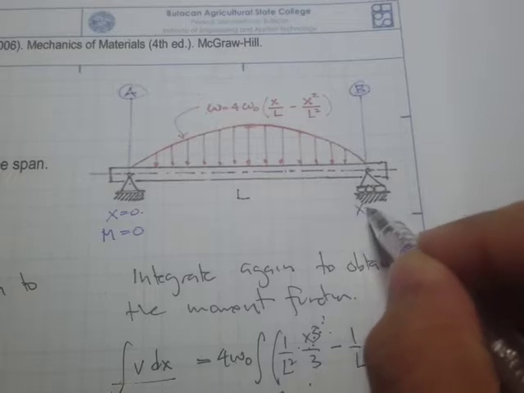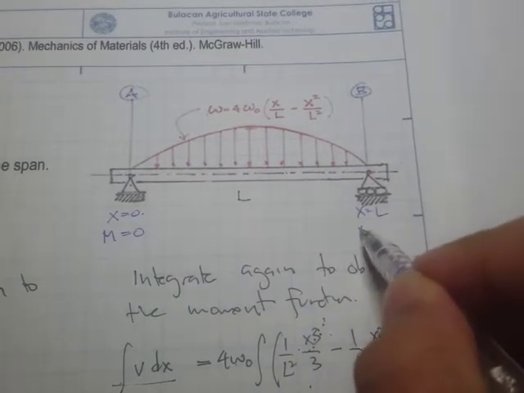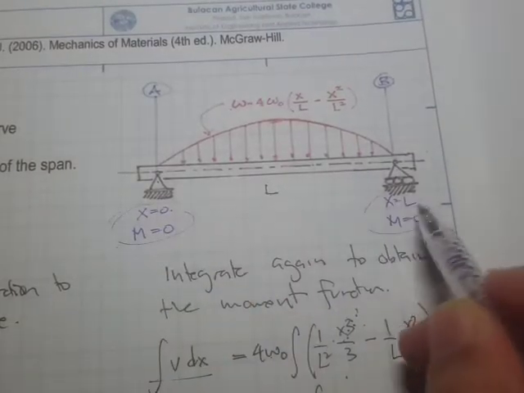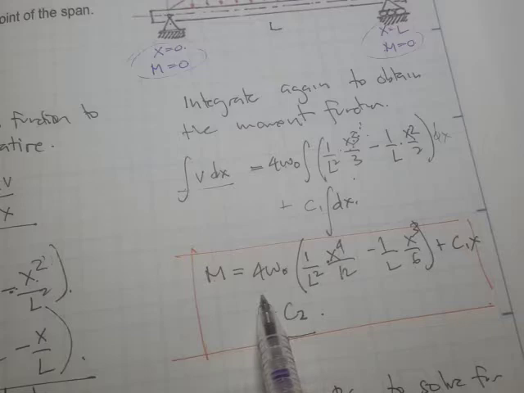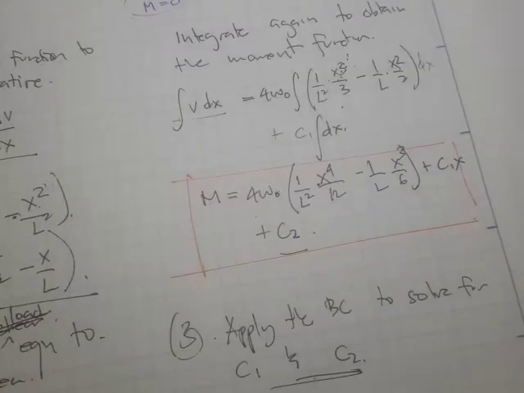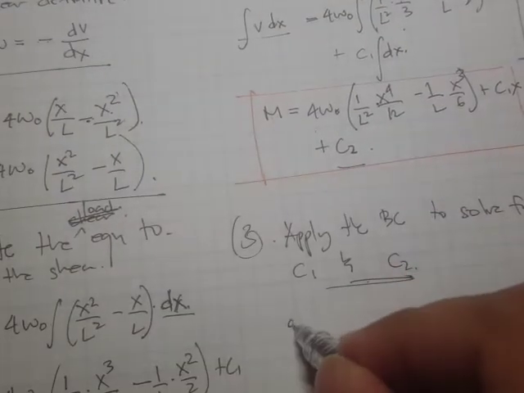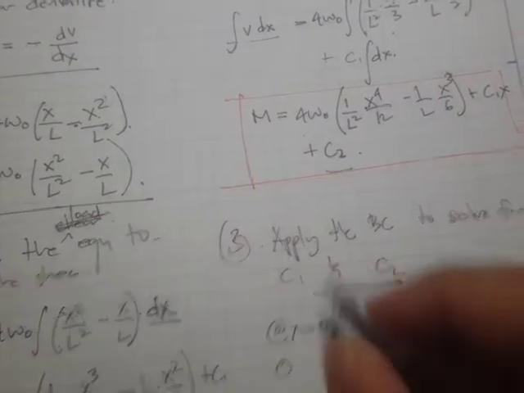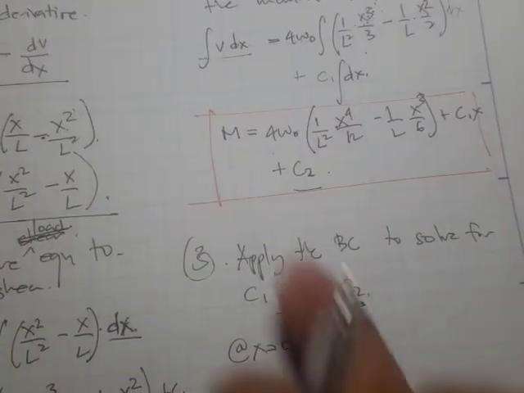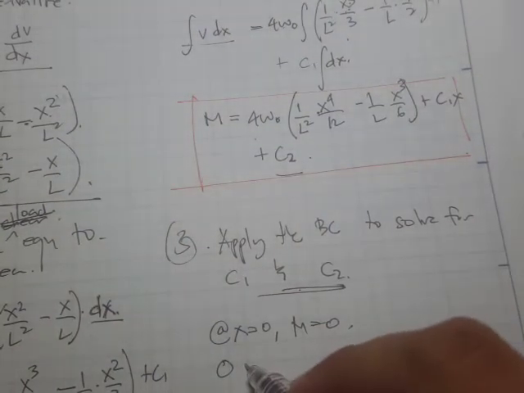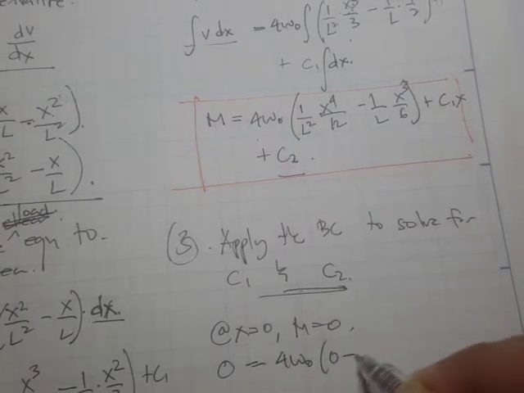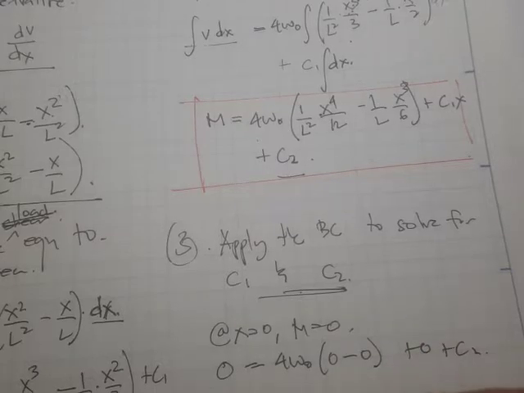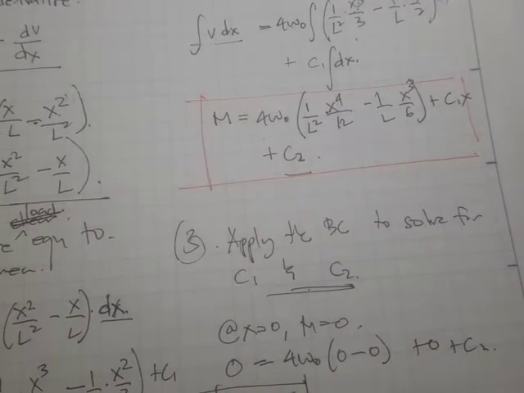And right here at x is equal to L, what is the moment? It is still the same. M is equal to 0. So here are our boundary conditions, and we need to apply this to this moment equation. At x is equal to 0, M is equal to 0, and therefore let's substitute this to this equation. What we get is equal to 4 and 0 minus 0, plus 0 plus c sub 2, and therefore c sub 2 is just equal to 0.